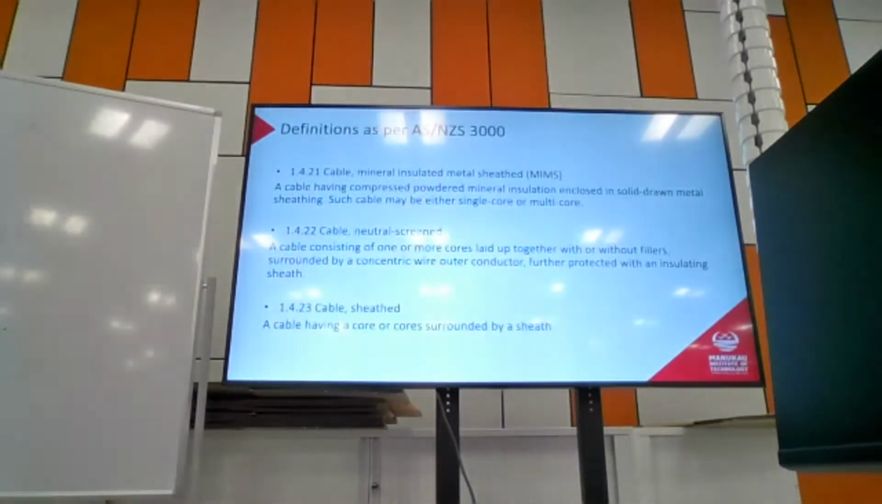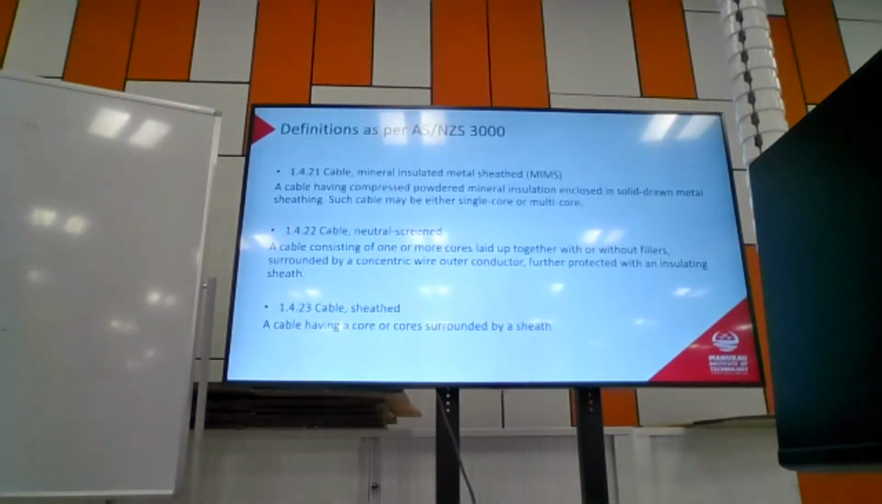All right, mineral insulated metal sheath cable, also known as MIMS, is also sometimes referred to as pyro. It's a cable having a compressed, powdered mineral insulation enclosed in a solid drawn metal sheathing. Such cable may be either single core or multi-core. Where have we talked about something that sounds remarkably like that? Yeah, the water heater element stuff. So this is essentially the same thing.